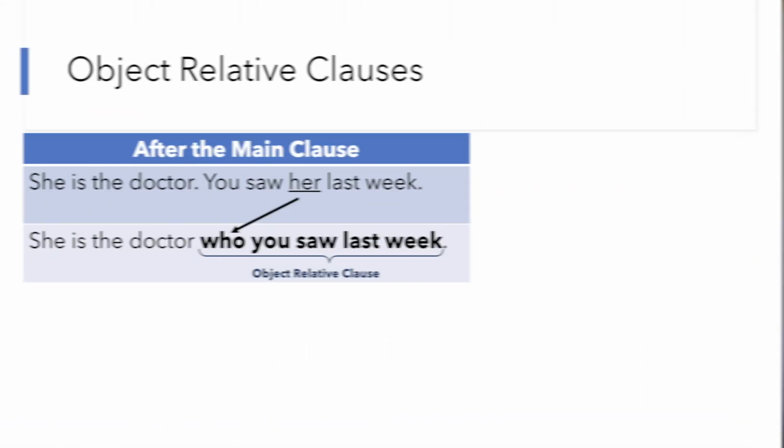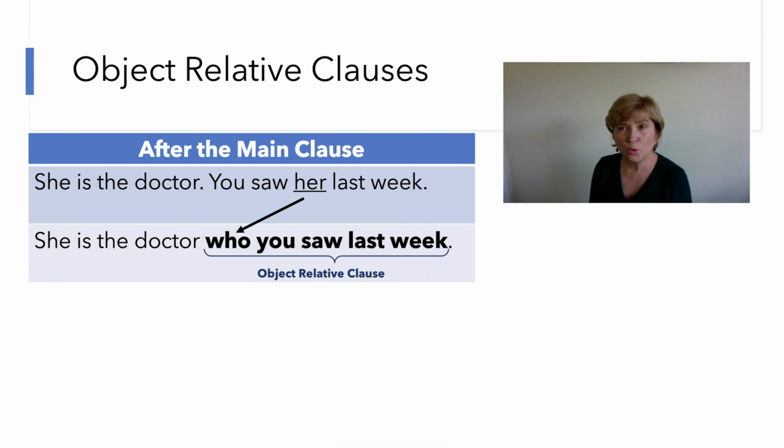Just like the subject relative clauses, you can put the object relative clauses either after the main clause or within the main clause. Let's have a look. As you know, both subjects and objects are nouns or pronouns. The difference is that subjects are the ones doing the action or being the thing we're talking about, and the object is the receiver of the action. Here you can see an example.